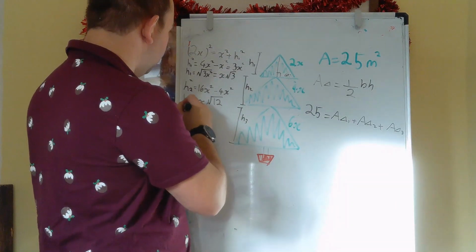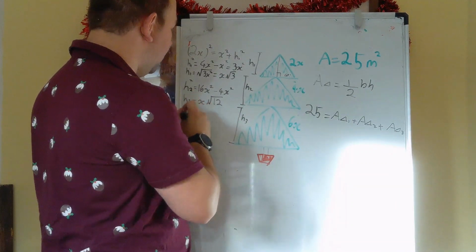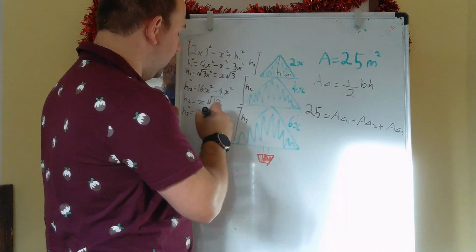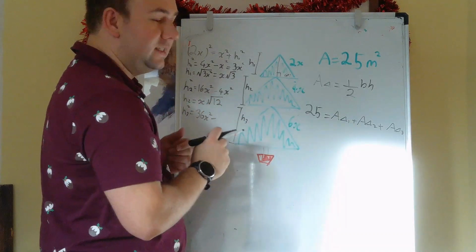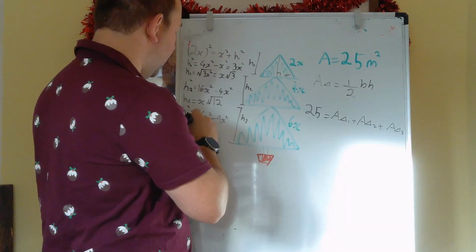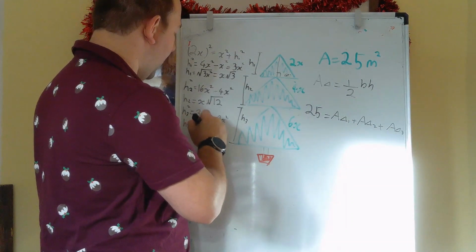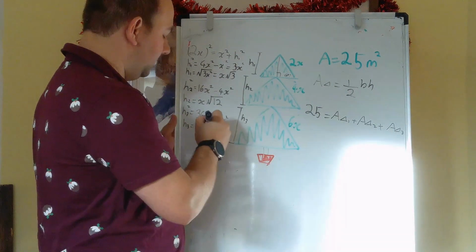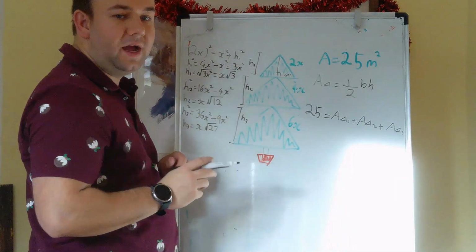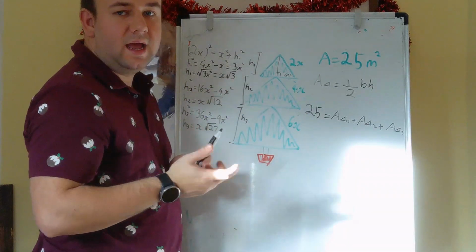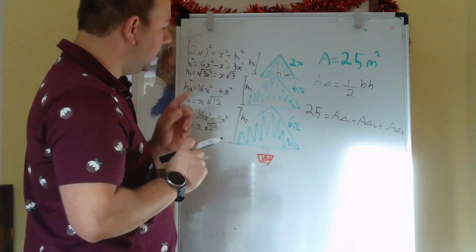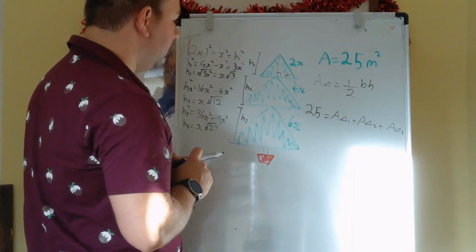And finally, for the last triangle, h3 squared is equal to 6 squared, which is 36x squared, minus half of 6 is 3, so 9x squared. So h3 is equal to x square root of 27. So I've now found my heights, and I've left them in the square root form. I can convert these with a calculator if I wanted to, but to keep it accurate, I'm going to stick with them in the square root form.